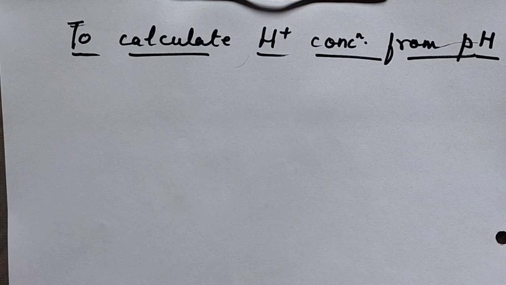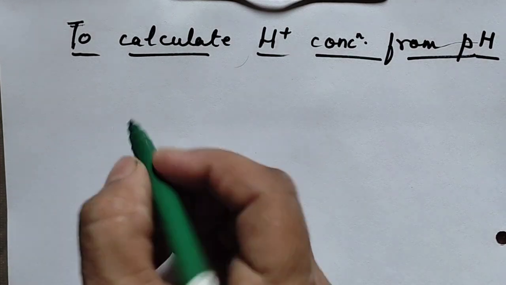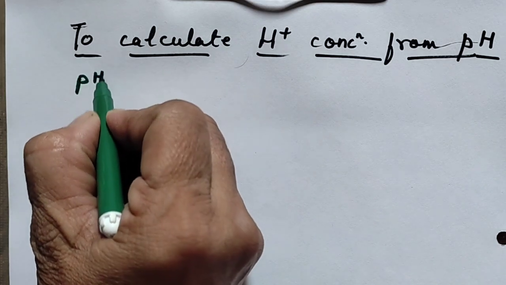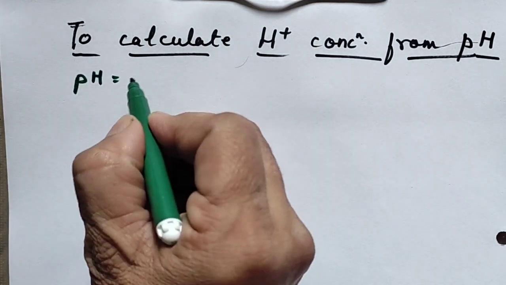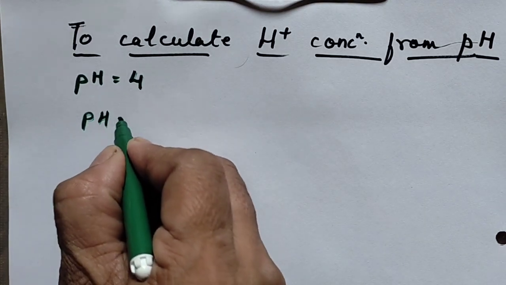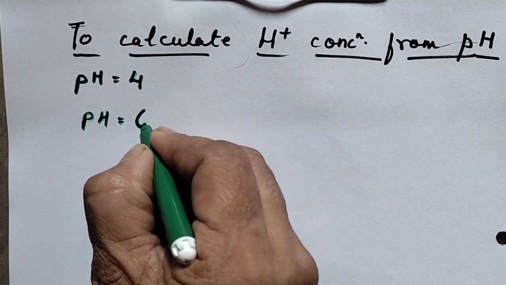Good morning, children. In today's video, we will be discussing how to calculate hydrogen ion concentration from pH. Suppose the pH is given as a whole number. Say the pH is 4, or you have the pH value given as, say, 6.